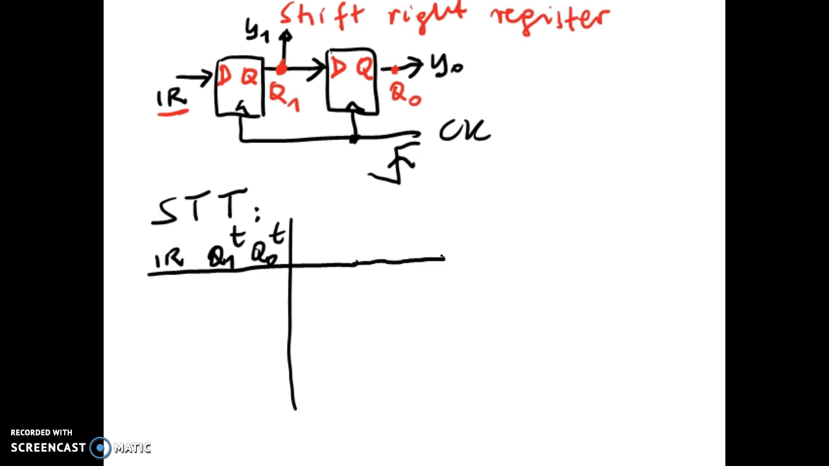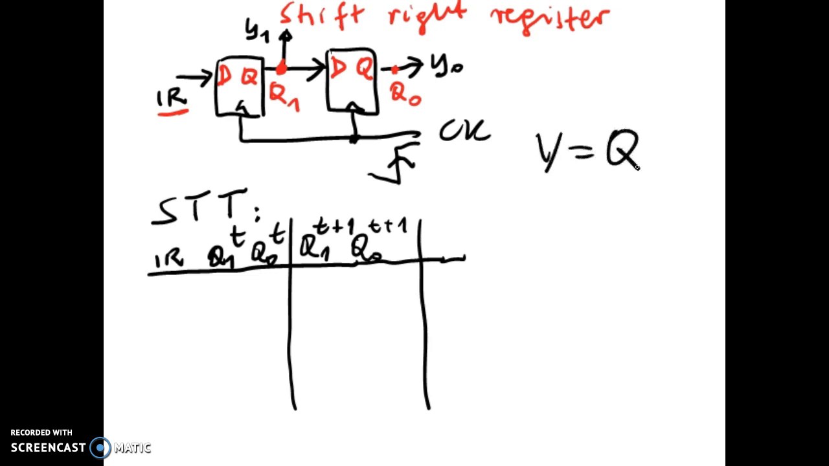Okay. So the standard table will contain Q1 of T plus 1, Q0 of T plus 1, and because Y is always equal to Q, because it's a Moore machine, a very simple Moore machine without any gates on the outputs, on the Qs, we don't need to put Ys here because they are always equal to Q1 of T and Q0 of T. So I will omit filling in Ys because they are the same as Qs.